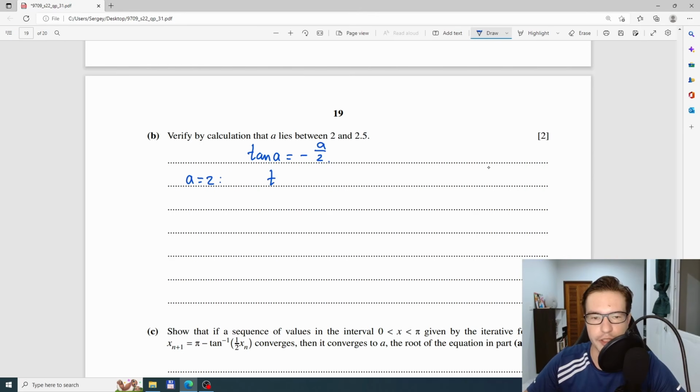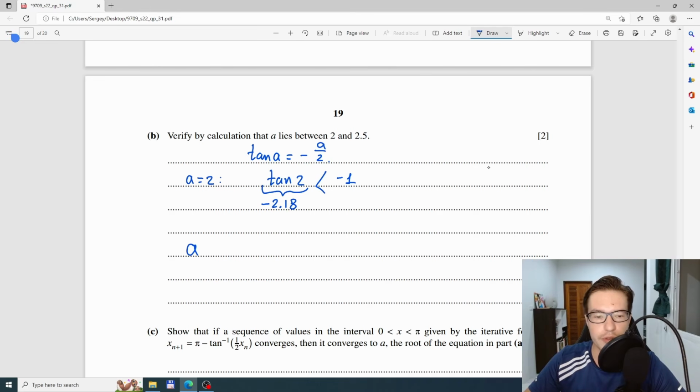So I'll get tangent 2, and then on the right side of the equation, I'm going to have minus 1. Now, a equals 2 is not the actual solution of this equation. Why? Because tangent 2 is minus 2.18. By the way, don't forget to switch your calculator to radians. And minus 2.18 is obviously less than minus 1.